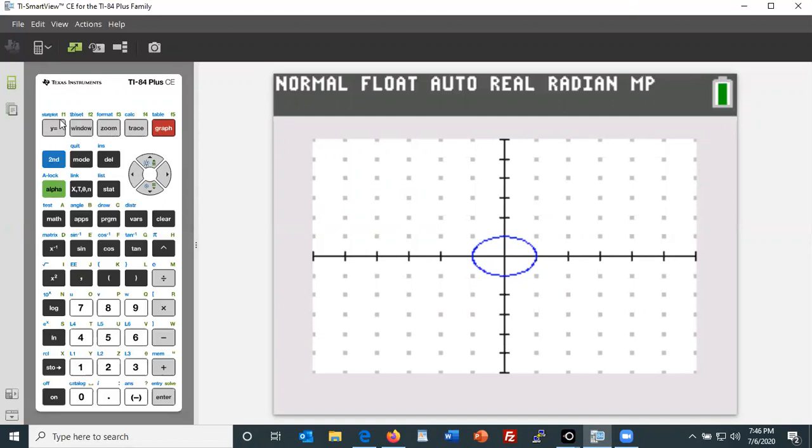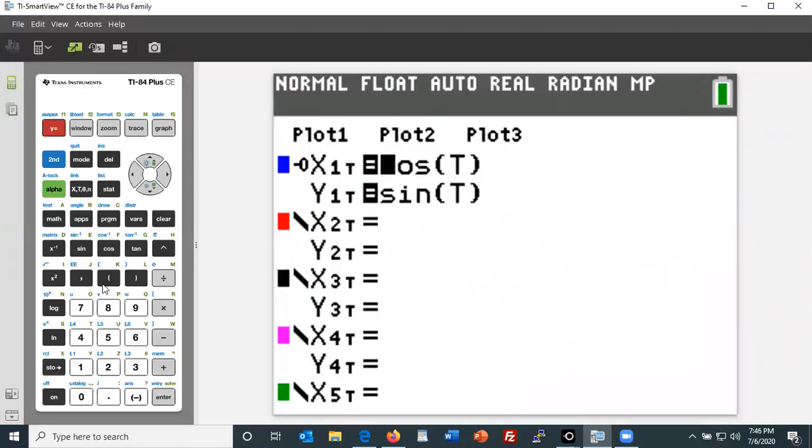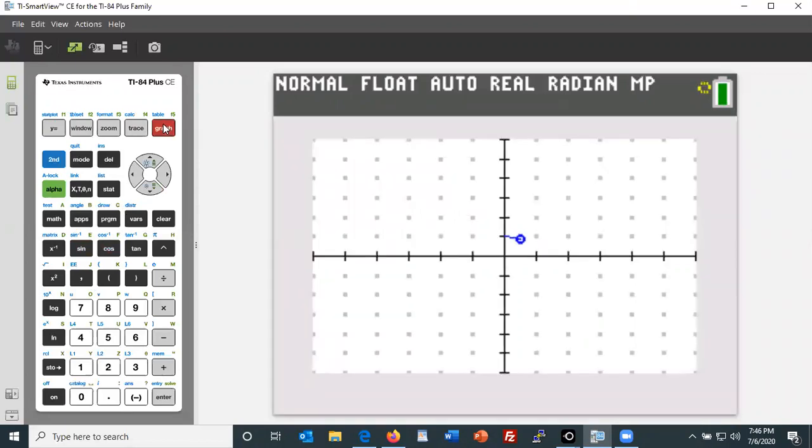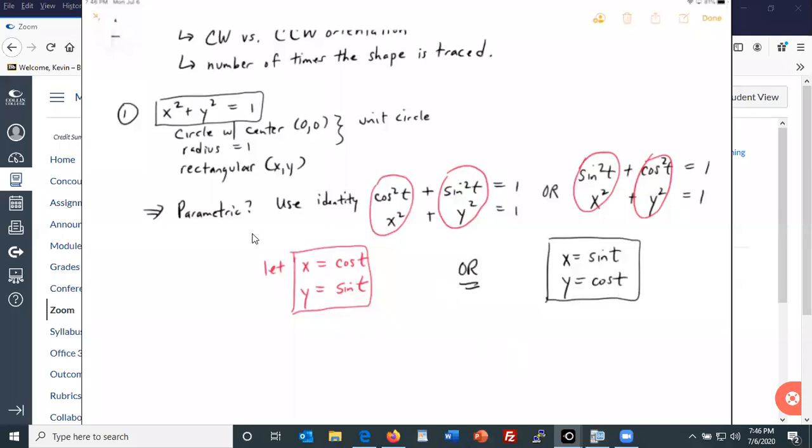Now let me go back, and if I switch sine and cosine, does it make a difference? All right, you're going to get the same circle, but this time watch how it traces. Now it's going clockwise. The first time it went the opposite way. It went counterclockwise. So the difference between the two equations is just the orientation. All right, so the first one here was counterclockwise.